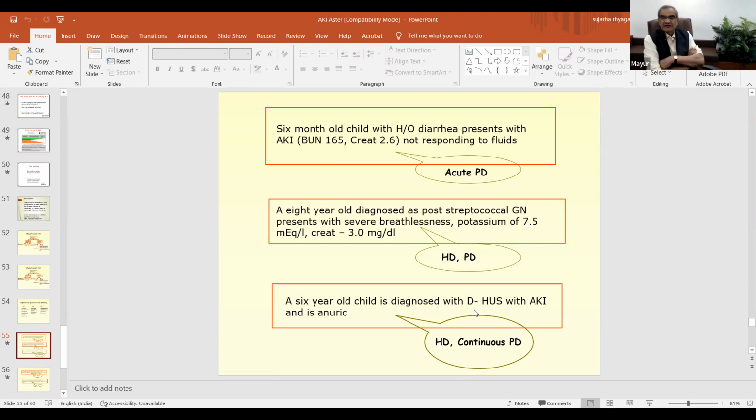So this child has presented with this AKI, and it is worsening. The child is remaining oliguric, not responding to fluids. So you are beginning to get into fluid overload, which you don't want. So you need to restrict fluids. So what will you use? I think I have given the answer there. Acute PD works very well in such situations for various reasons.